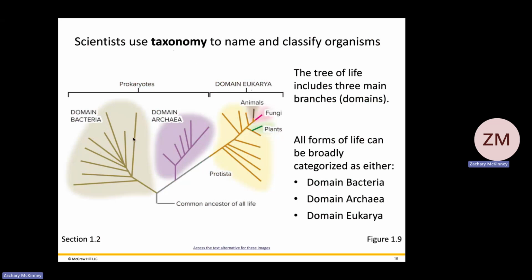But you can see that each of these has these branching lines that as you go down, they start to come together. And then down here at the bottom, it talks about the common ancestor of all life.